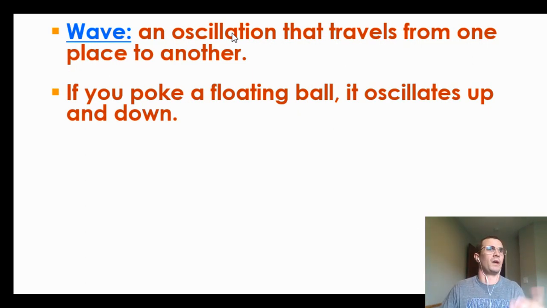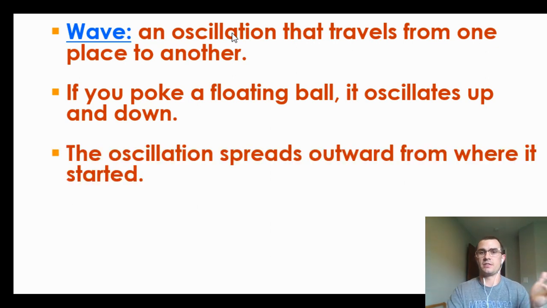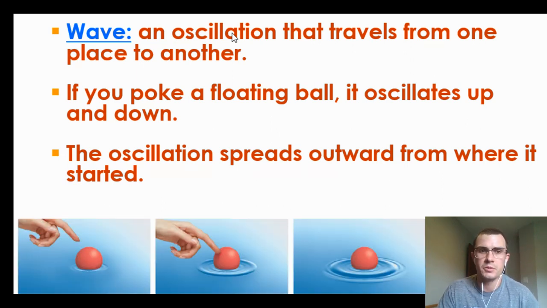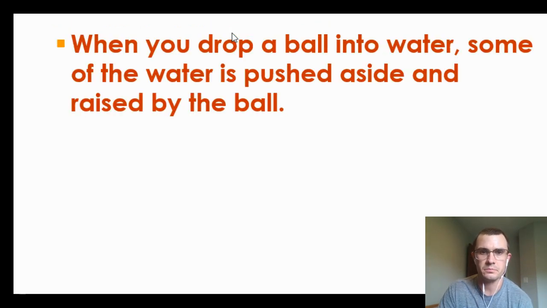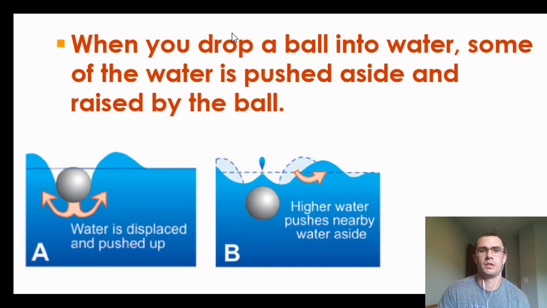If we're talking about waves in water, which we see, well, that's easy for us because we see those waves. That back and forth motion isn't back and forth or in a circle, but it's up and down, that water moving up and down. So if you poke a floating ball, it oscillates up and down. The oscillation spreads outward from where it started. So you can just kind of see this picture just kind of shows you those ripples. This just kind of illustrates what is happening there.